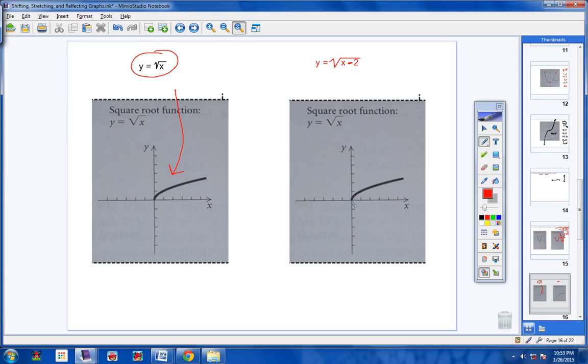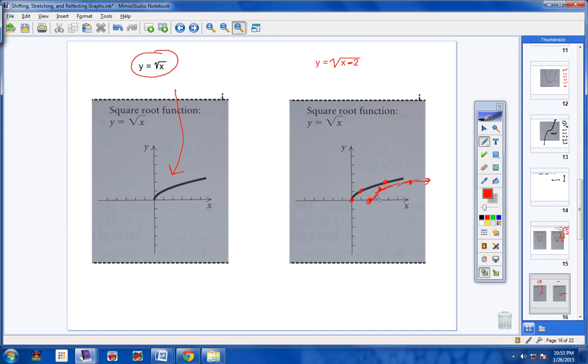Now, let's get the main points up here. We know it's 0, 0, 1, 1, and 4, 2. That's good enough. Let's take those 3 points and move them 2 to the right. So this point will go to 2, 0. This point will go to 3, 1. This point here will go to 6, 2. So there it is. So we picked up the black.